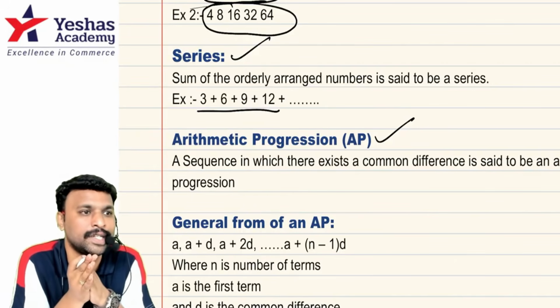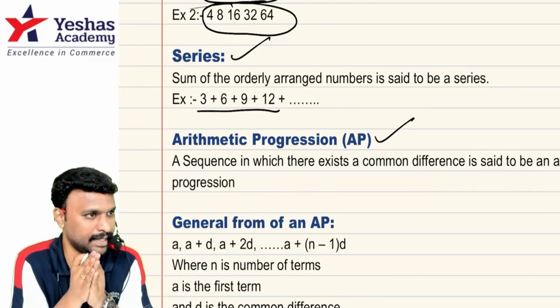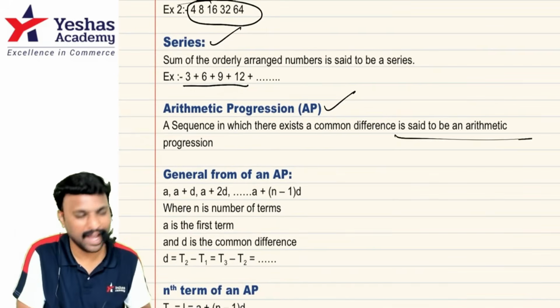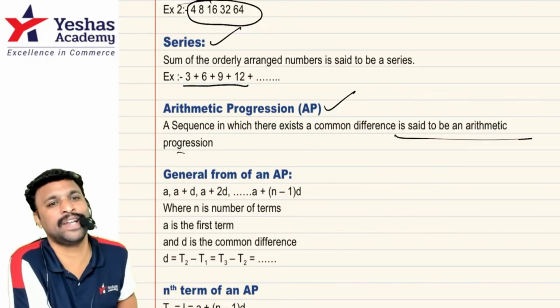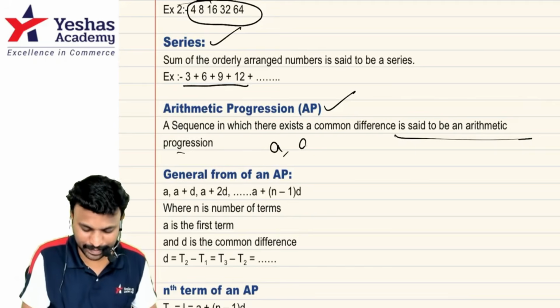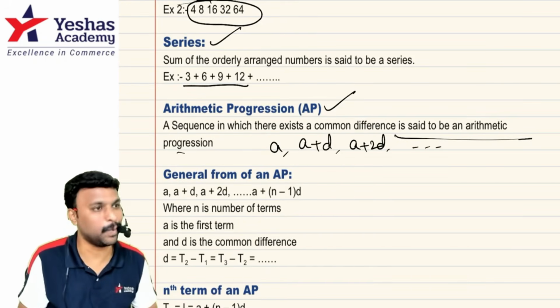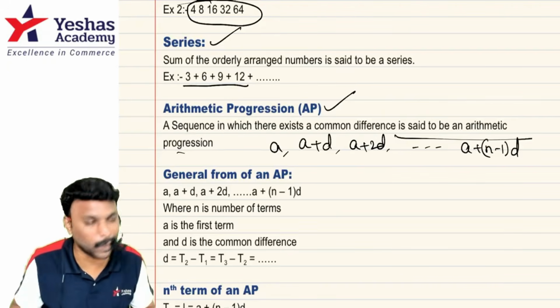What is arithmetic progression? A sequence in which there is a common difference is said to be an arithmetic progression. Now, what is the general form of an arithmetic progression? The first term of an AP is A, second term is A plus D, third term is A plus 2D, and so on. The last term is going to be A plus N minus 1 into D.